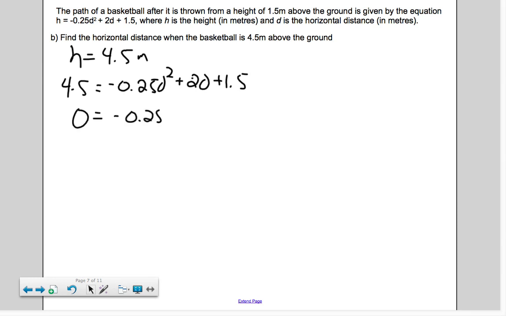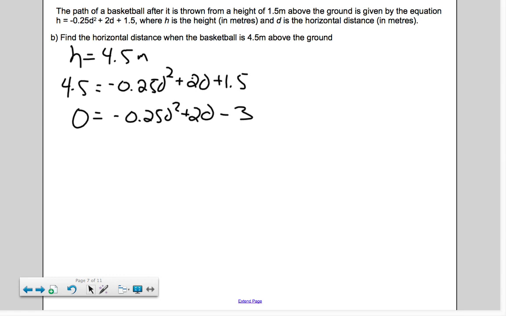Negative 0.25d squared plus 2d. Now, instead of plus 1.5, we're going to have minus 3. So it looks like it did change. We did have to change that constant, but it wasn't to 4.5. We had to subtract 4.5 from that number. We get negative 3. Now are we going to try to factor this? No, that could be nice, but I don't think so.